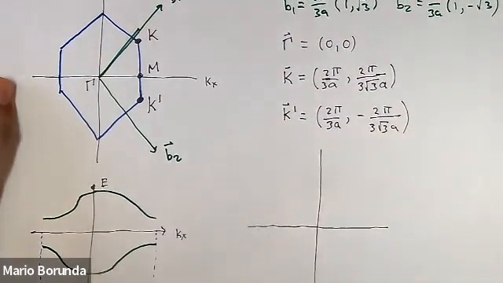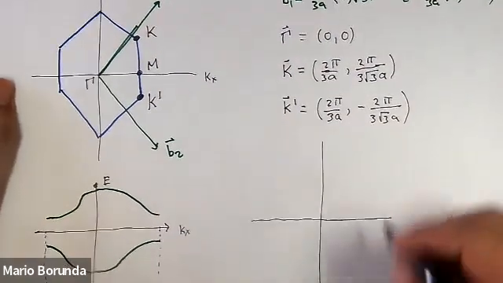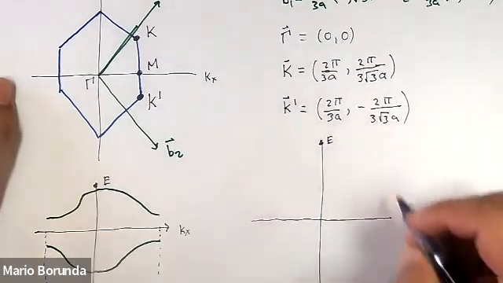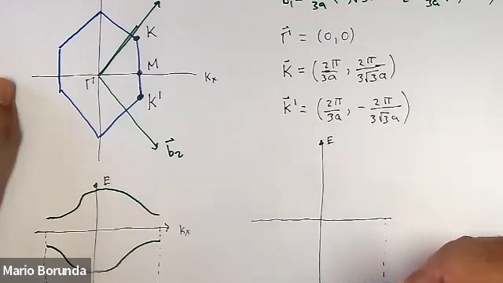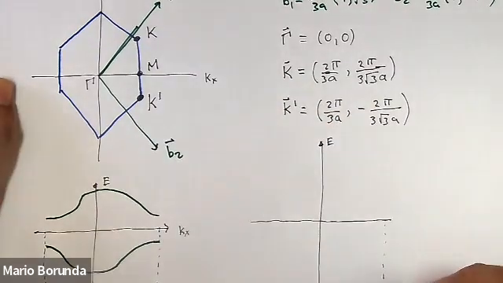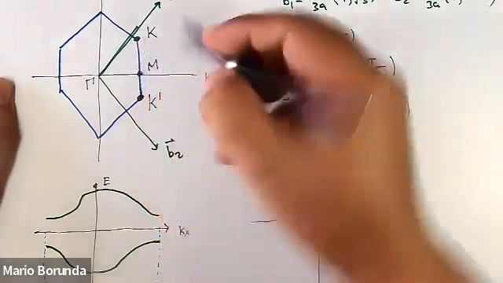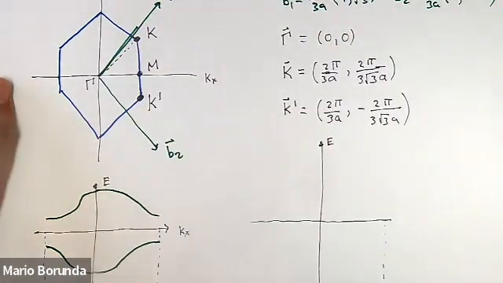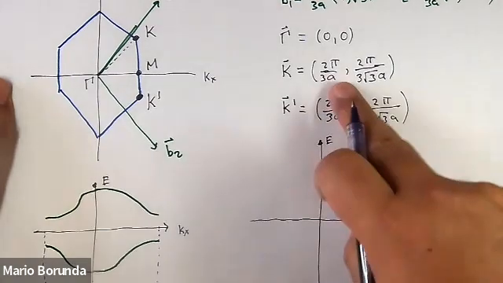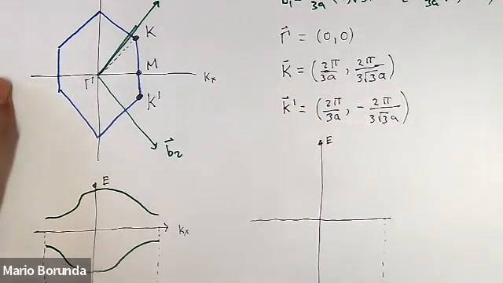So this is again my energy, and this is in K space. So I'm going to draw here is my K point, and I'm going to go kind of like this. Okay, so I'm going from K to gamma. So this is 0, 0. This is at 2 pi over 3a in the x direction, 2 pi over 3 square root of 3a in the y direction.